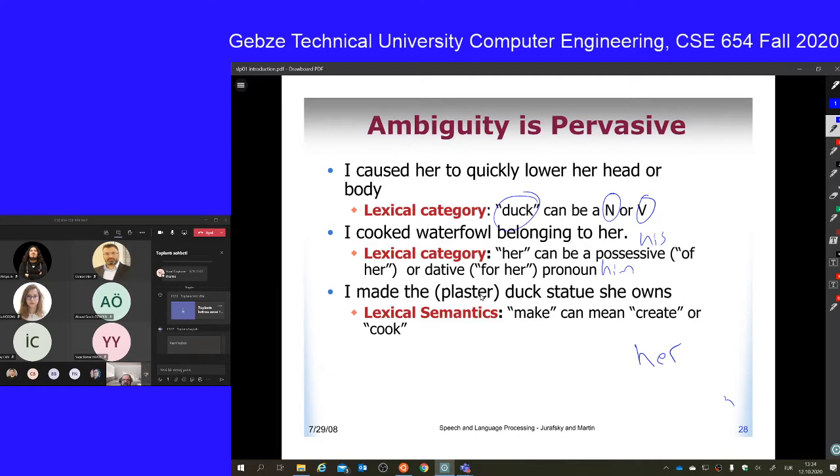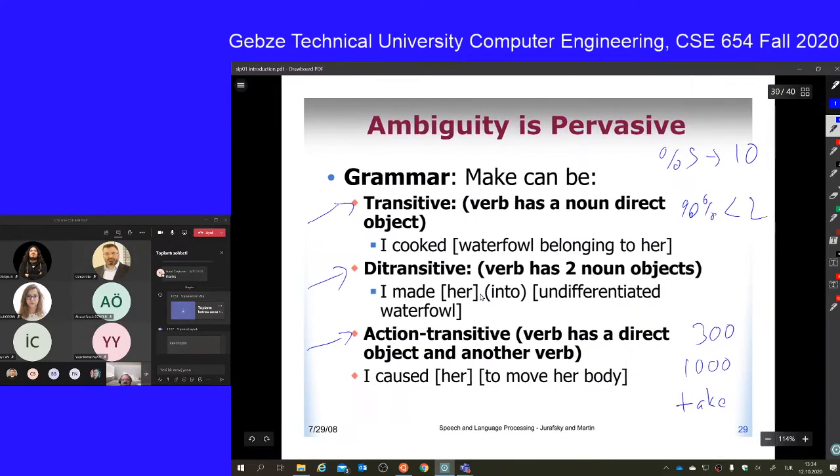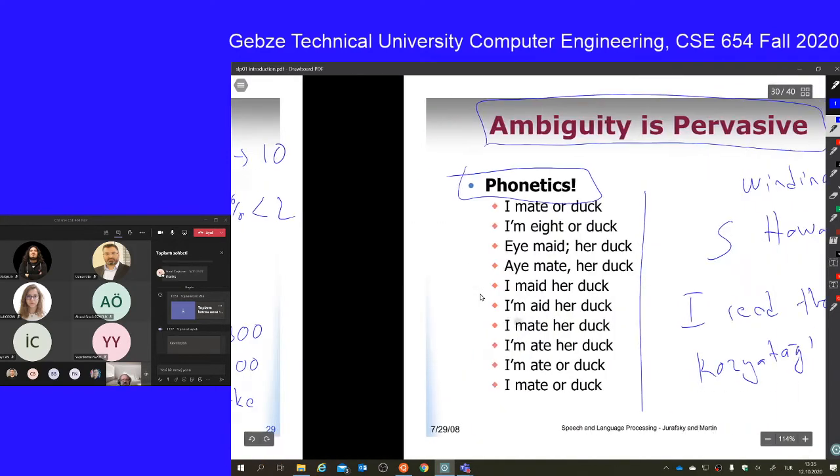And then lexical semantics: the meaning of the word "make" is sometimes create, sometimes cook, again causing ambiguity. Then if you take "make" as a verb, it is a syntactic group. Sometimes it's transitive, it takes a direct noun object. Sometimes it is ditransitive, it takes two noun objects. Sometimes it's action transitive, it has a direct object and another verb. So "I made her duck" is like I made her move her body. So these are all causing ambiguities.